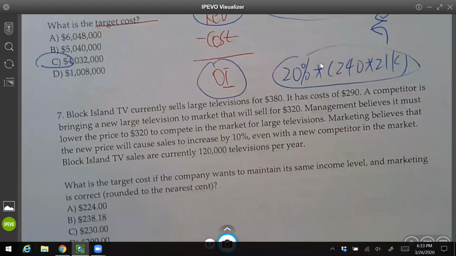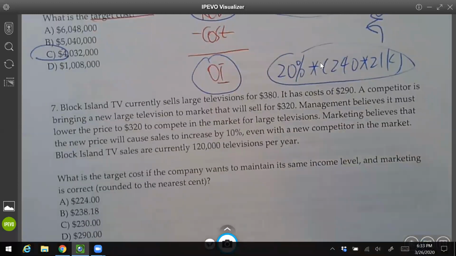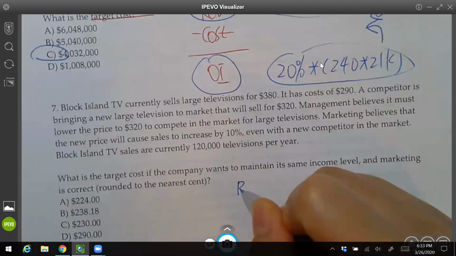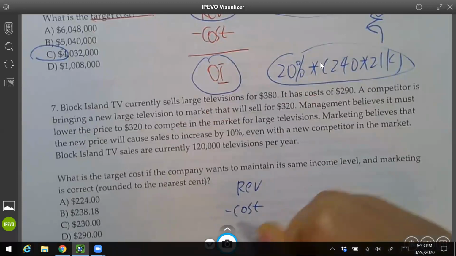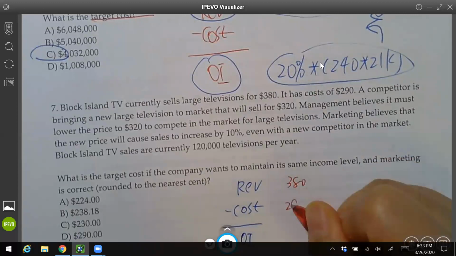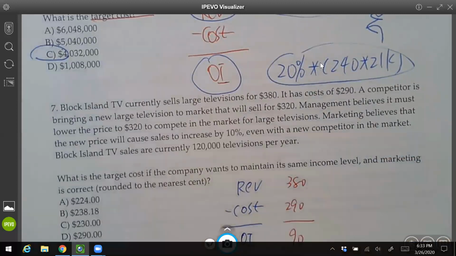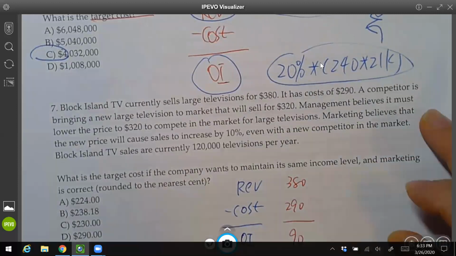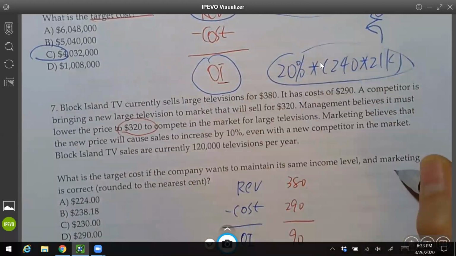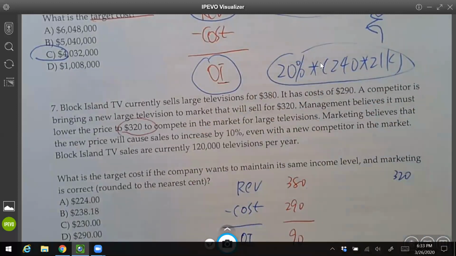Current has this and then that. So let's say your revenue minus cost gives you operating income. Your current sale is 380, cost 290. Operating income will be 90. Competitor decreases, so you want your selling price to be 320. And then your total will increase by 10%.